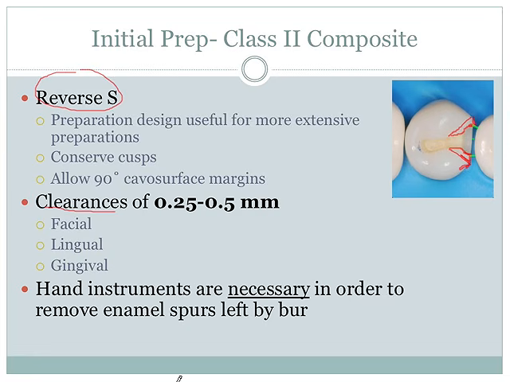And then hand instruments like the enamel hatchet or the gingival margin trimmer are almost usually necessary in order to remove all the little enamel spicules and spurs left by the burr. And maybe I can make a video about different operative instruments in the future. You just let me know.